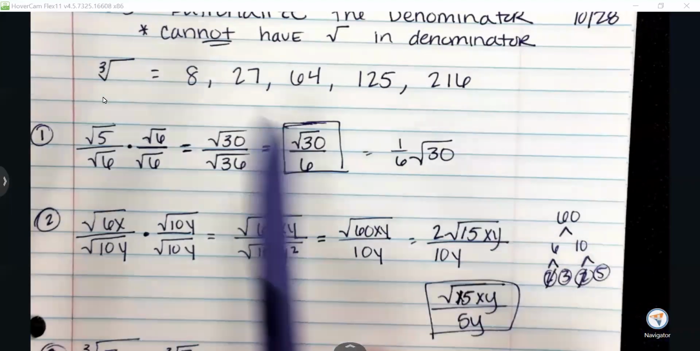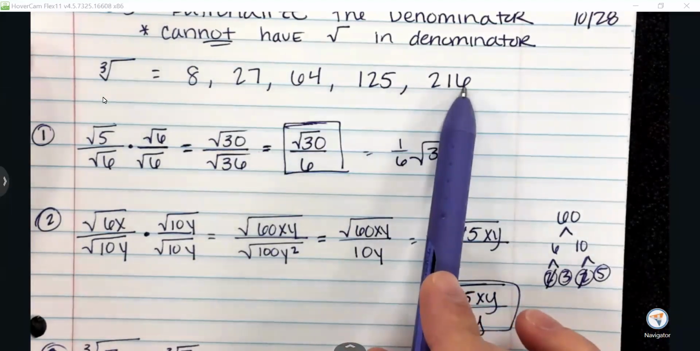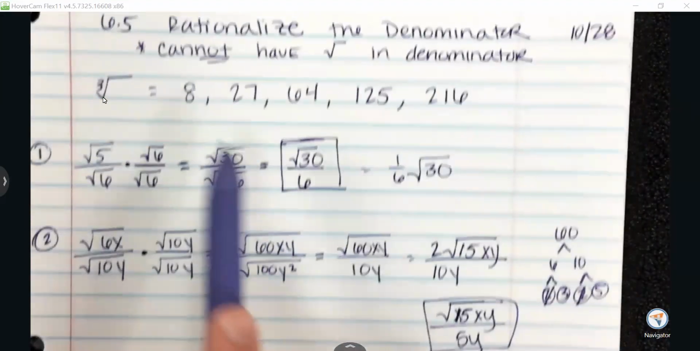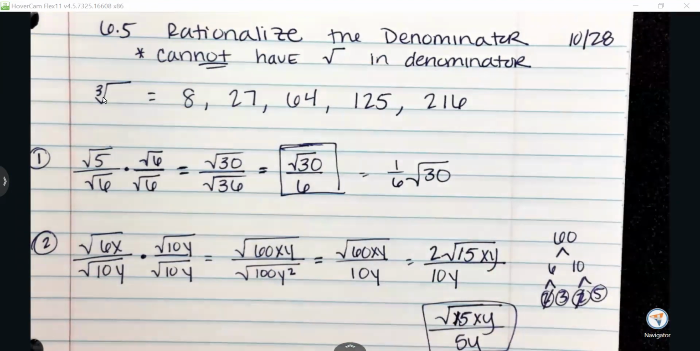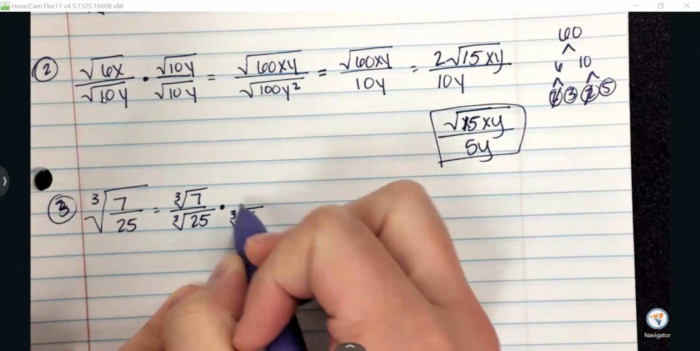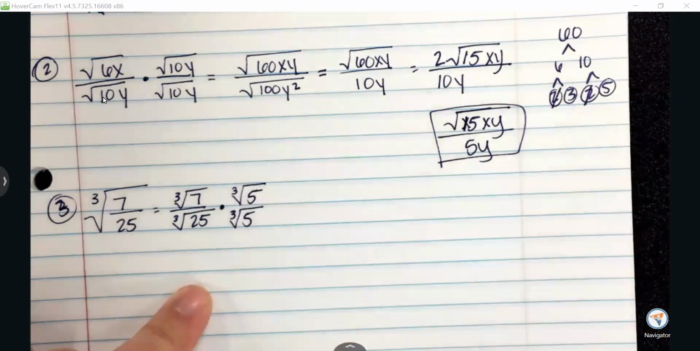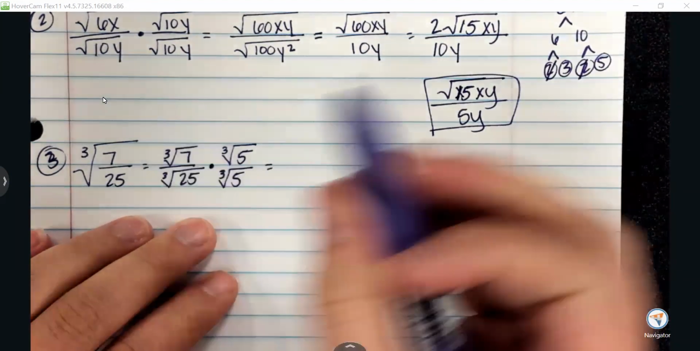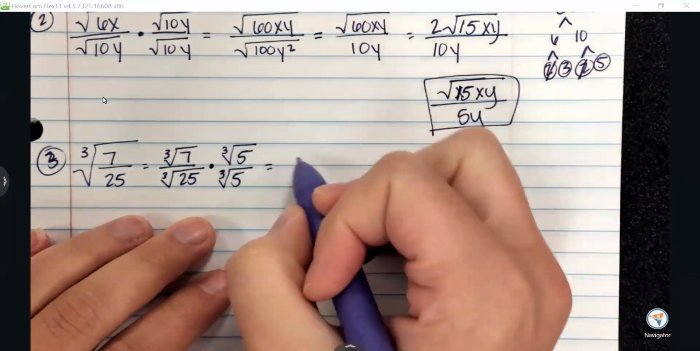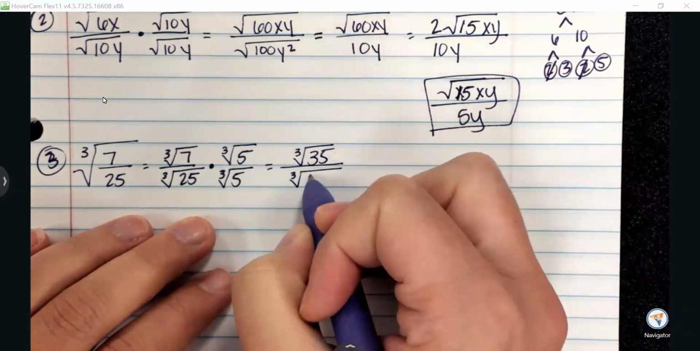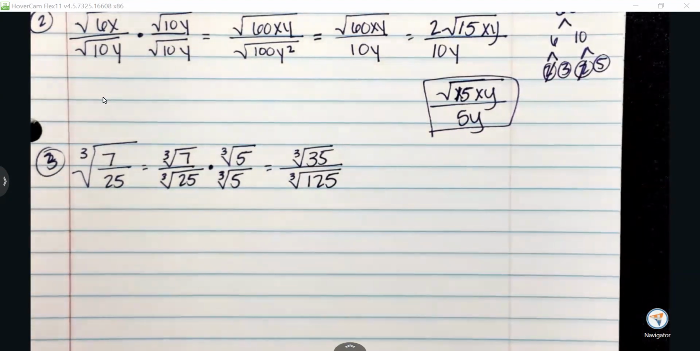So that's why I said write your perfect cube roots up here. What can I multiply 25 by to get one of the perfect cube roots? By 5, okay? So I'm going to multiply by the cube root of 5 on both top and bottom. So now on the top, I have the cube root of 35 over the cube root of 125.